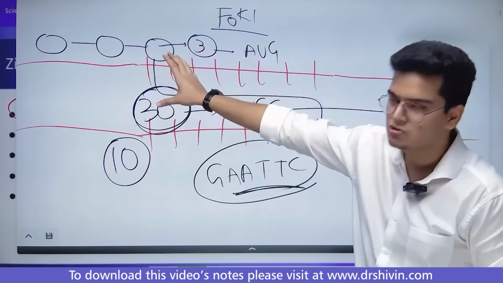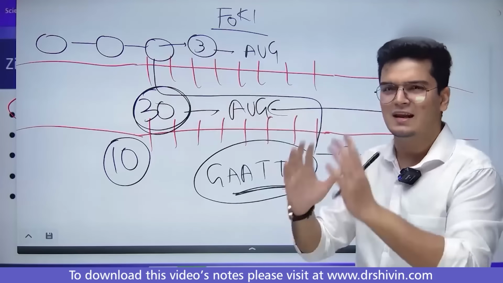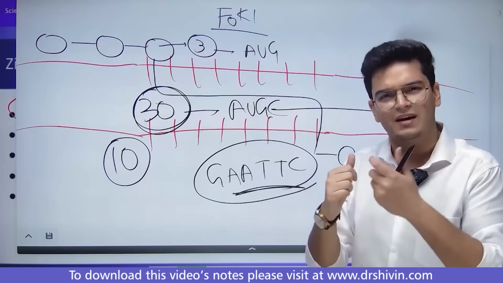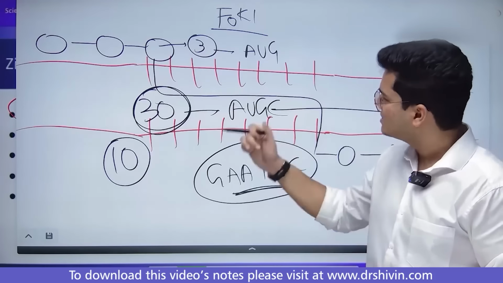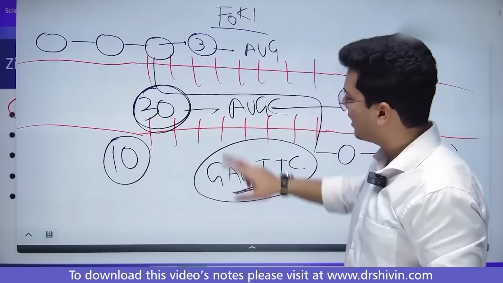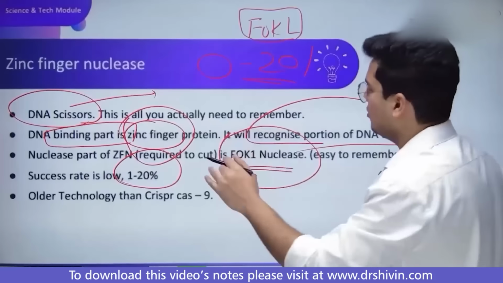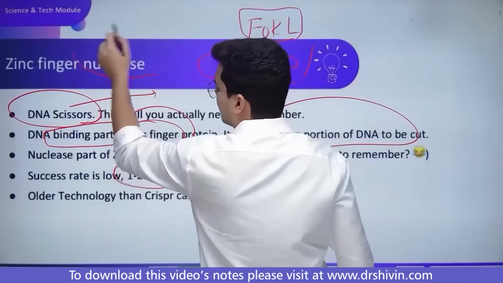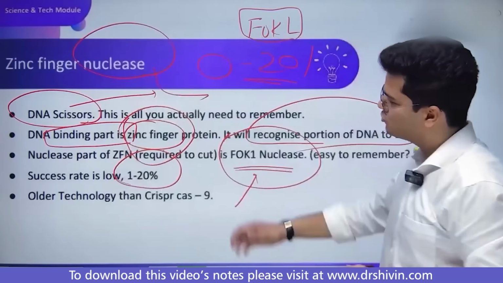So it can be used to make a specific cut, but as you can see, linking zinc fingers at that smaller level is a very difficult process. That is why this technology was abandoned and the new CRISPR technology came. अगर ये नहीं समझ आया, that's fine. All you need to understand is that zinc finger nuclease, ZFN, is also a molecular scissor.